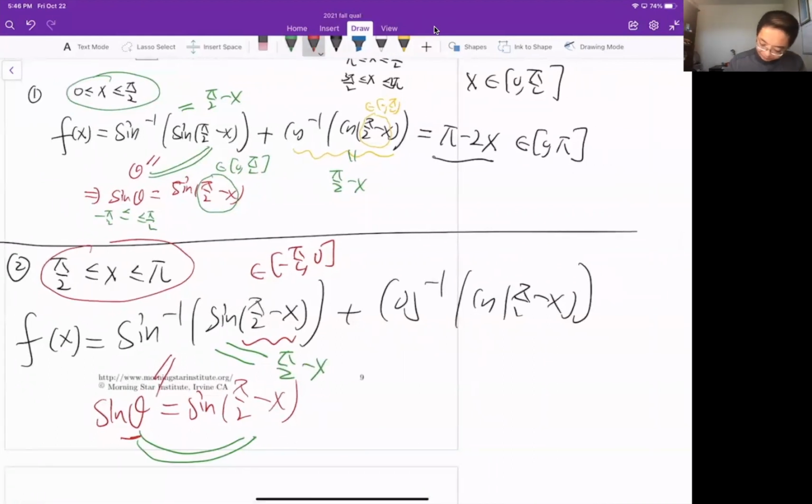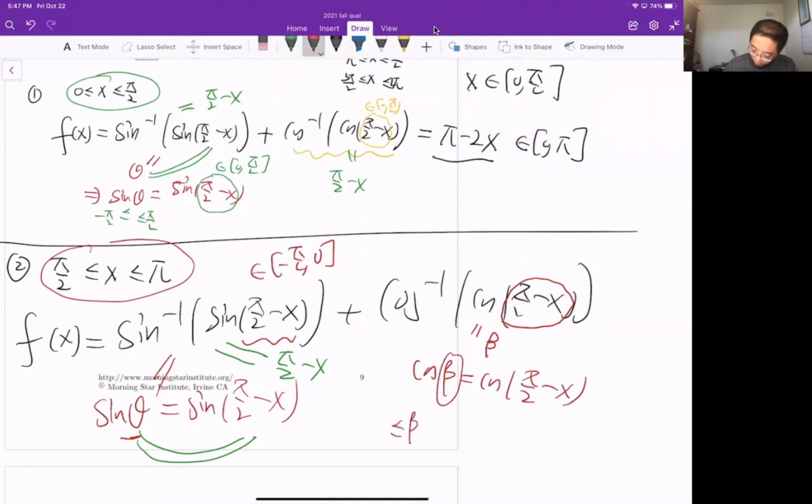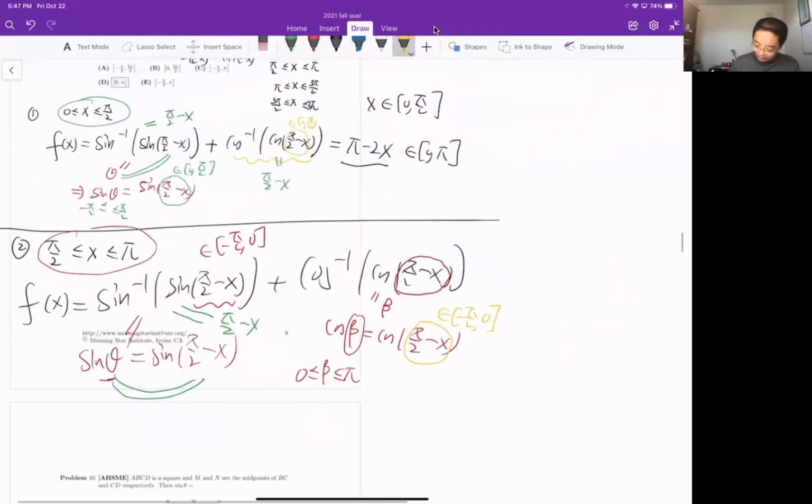Now let's look at the second term. We want cosine, so let's say this is beta. We want cosine beta equals cosine(pi/2 - x), but this beta we want to be from 0 to pi. Here, what we have is between -pi/2 and 0. Then you say, all right, what shall we choose for beta? Now, let's look at this.